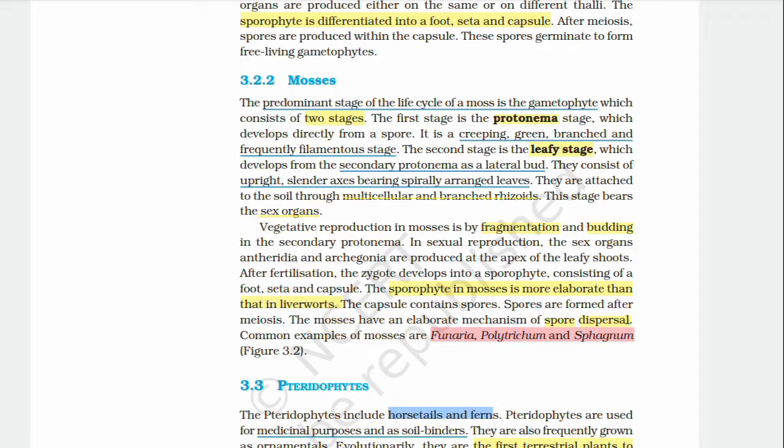This gametophyte has two stages. The first stage is protonema. This protonema directly developed from the spores, that is haploid spores, right? From that it will directly develop, that is protonema. It will be creeping, green, branched and frequently filamentous stage.